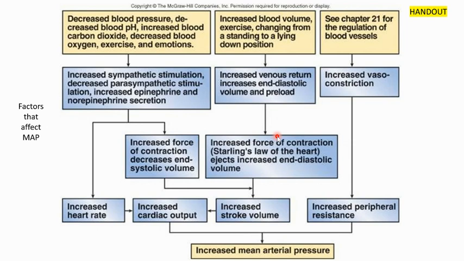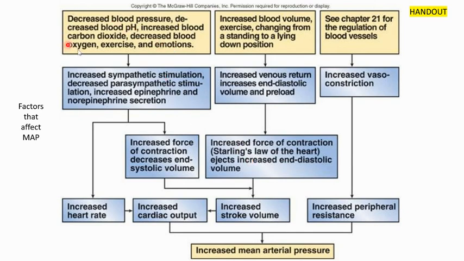Now, you've got this handout here. I know it looks absolutely mind-boggling, but let's just take it a piece at a time. Let's look at the result here. The result is increased arterial pressure. If you look at where this arrow is coming from, increased cardiac output and increased peripheral resistance will increase mean arterial pressure. And what are the two factors that affect cardiac output? Heart rate and stroke volume. And then what are the factors that increase heart rate? And what are the factors that increase stroke volume? So you're just working your way back up.